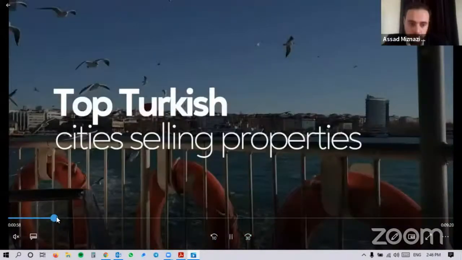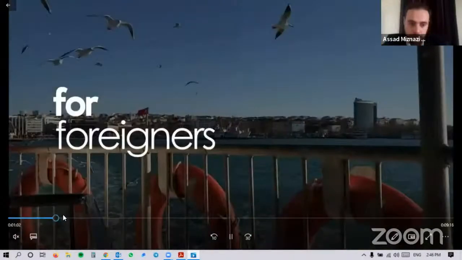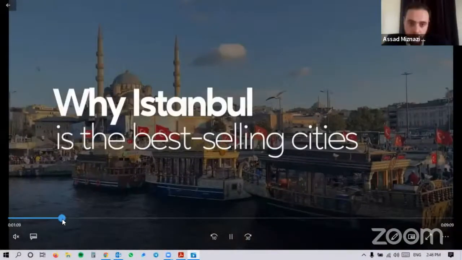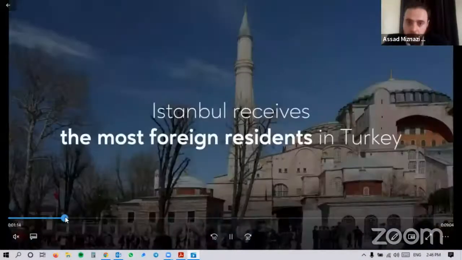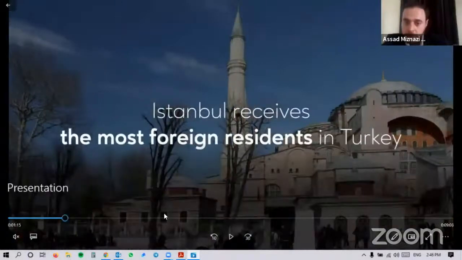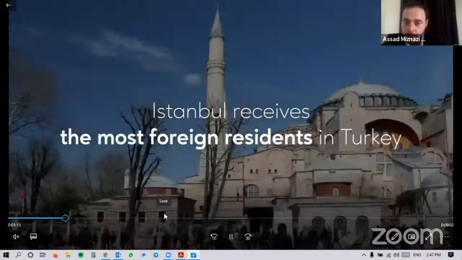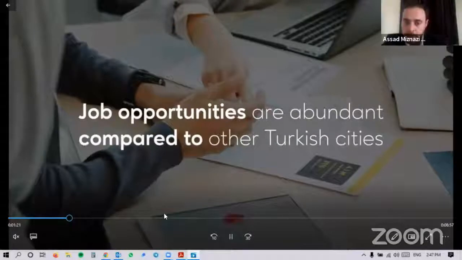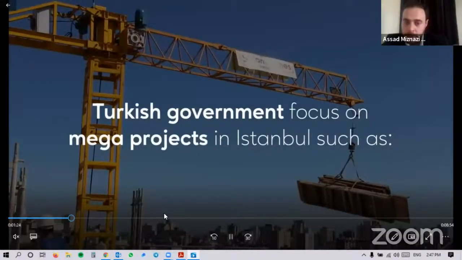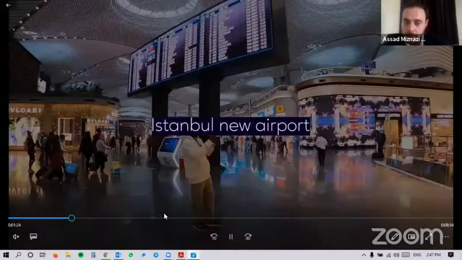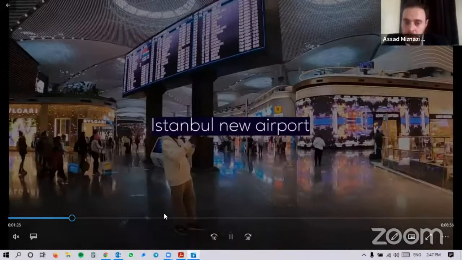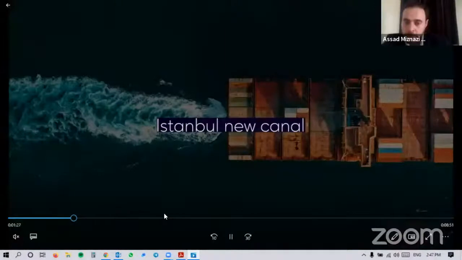The 3 most selling cities in Turkey are Istanbul at number 1, Antalya second, and Ankara the 3rd. So why is Istanbul number 1? Because most foreign residents in Turkey are based in Istanbul, even the multinational companies, and it has the largest population with 20 million. There are job opportunities in different sections as well. And the biggest projects of the government of Turkey are focused in Istanbul. One of them is Istanbul New Airport. I guess most of you have heard about it. It's one of the largest airports in the world. There is also the new canal, which connects the Black Sea and the Marmara Sea.